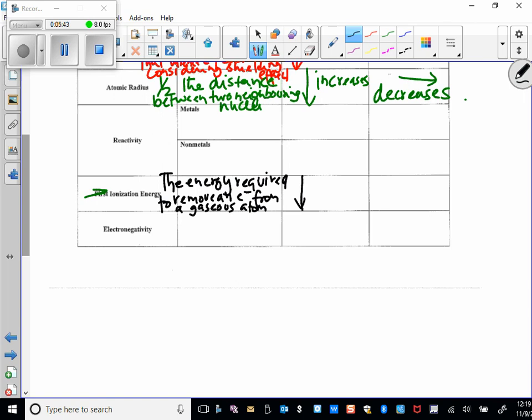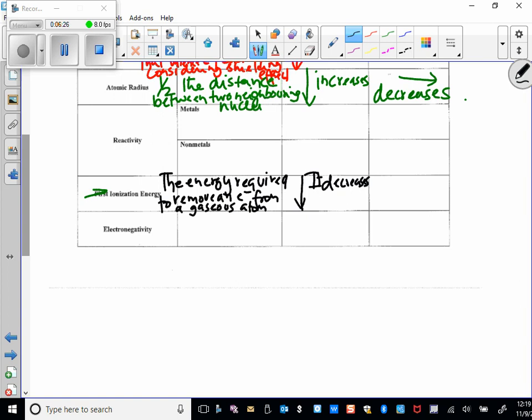Now, what is the trend in ionization energy as we go down a group? So the nucleus is pulling this electron. How much energy do I need to pull this electron away from the nucleus? How does it change going down a group? It decreases. Because the effective nuclear charge is decreasing, the amount of energy that I need to pull out is also decreasing.